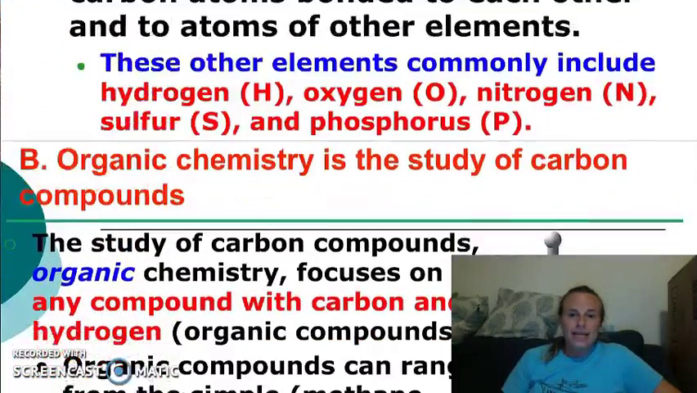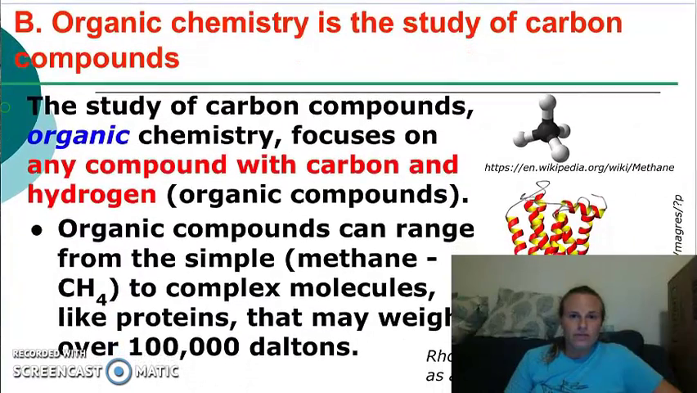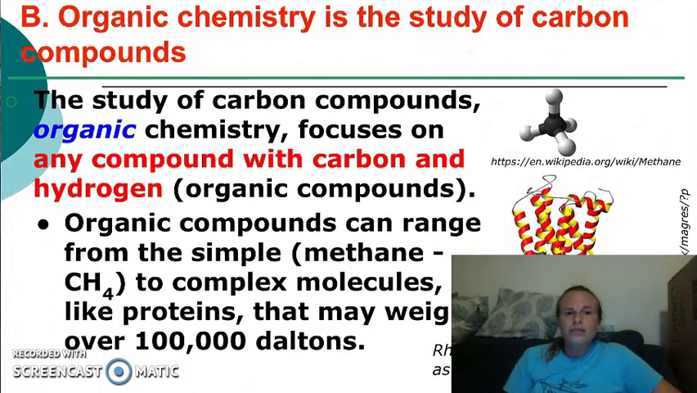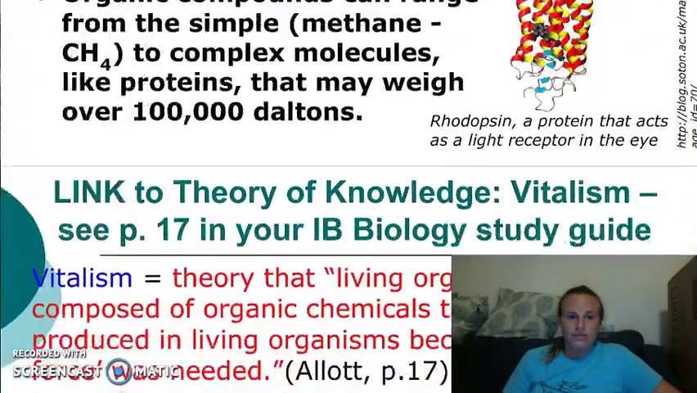So organic chemistry is the study of carbon compounds, and what does it mean for a compound to be organic? That means that the compound has carbon and hydrogen. So for example, methane, which is CH4, has carbon and hydrogen. It is considered an organic compound.